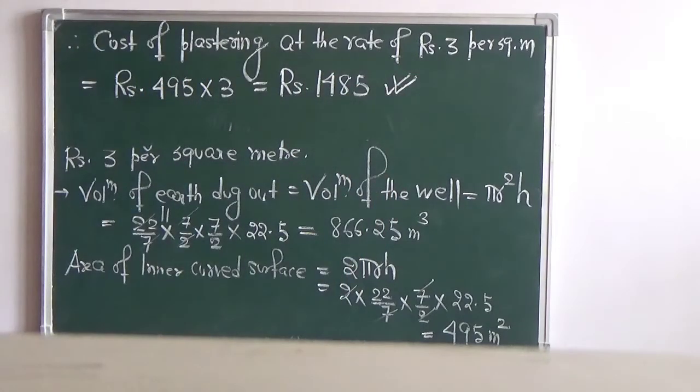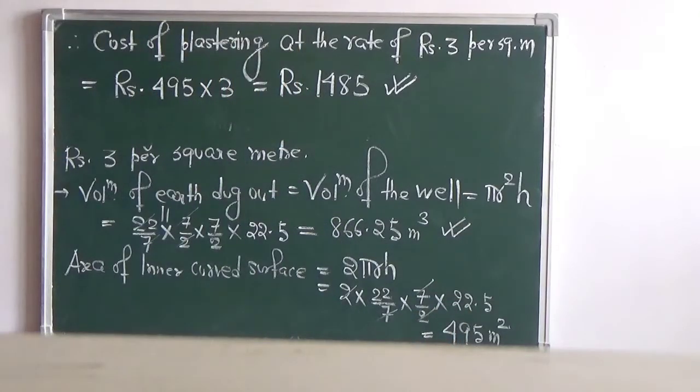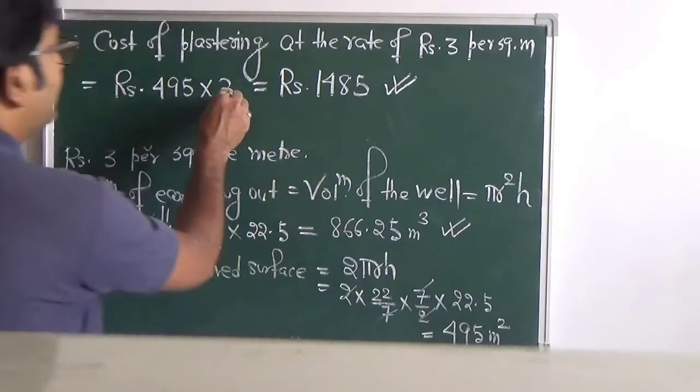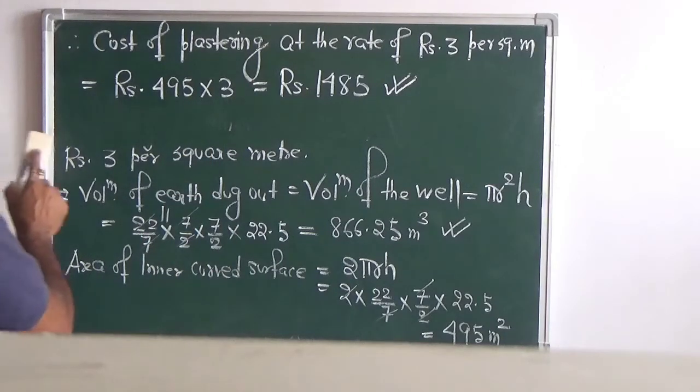So this is it. The first part of the question was the volume of the earth dug out that we needed to find, and that is equal to the volume of the well, that is pi r square h, and the value is coming to 866.25 meter cube. Second part of the question was to find the cost of plastering the inner curved surface. So the curved surface we have found as 495 meter square, and the cost is at the rate of rupees 3 per square meter. So the curved surface area multiplied by the rate will give us the total cost. So now moving on to the next question.